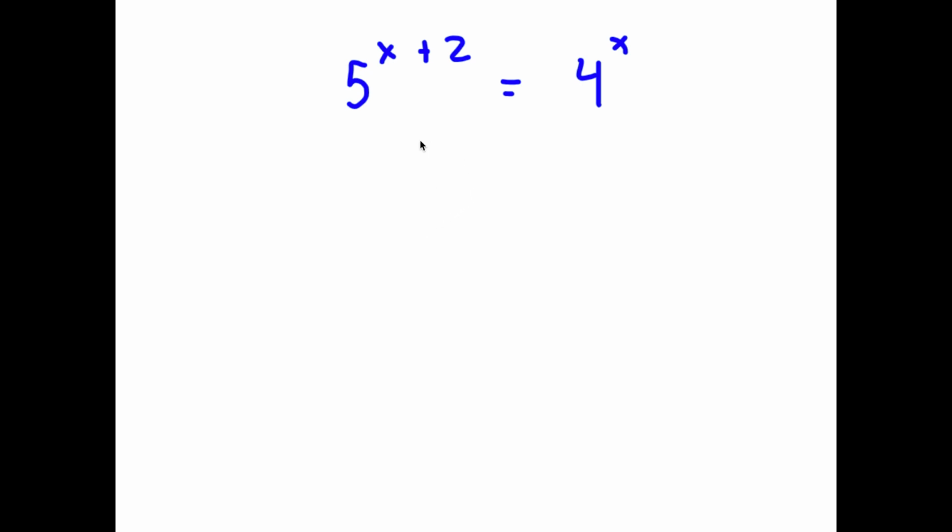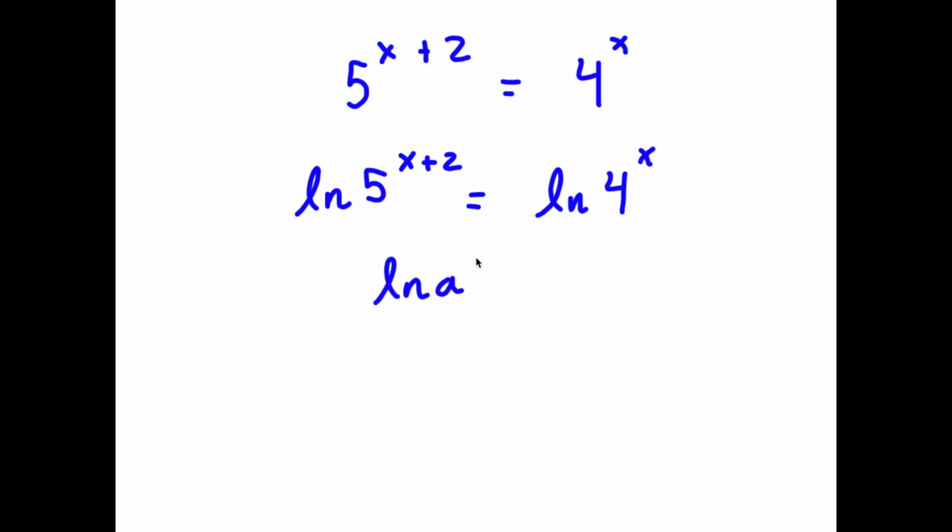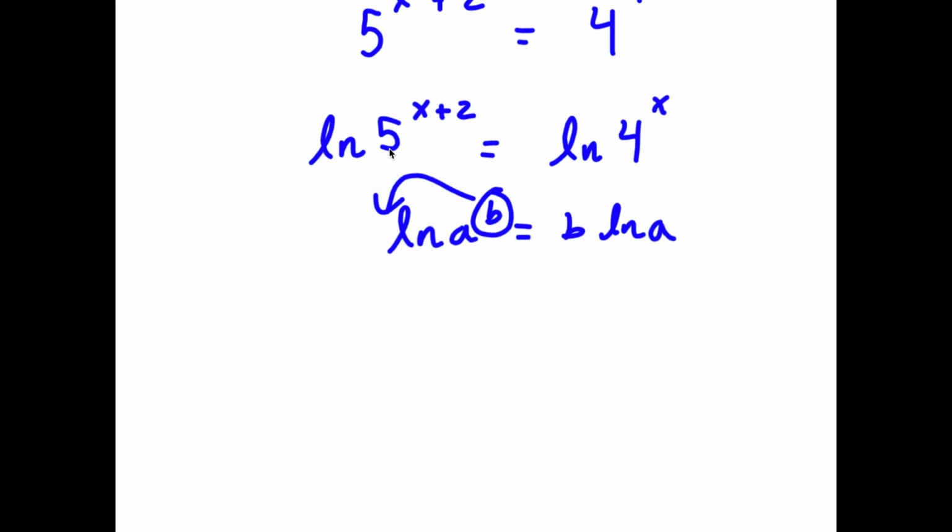All right, so in this problem, I have 5 to the power of x plus 2 is equal to 4 to the power of x. So to solve this, I'm going to first start by taking the natural log, or ln, on both sides. So now I have ln of 5 to the power of x plus 2 is equal to ln of 4 to the power of x. Now if I have something in the form ln of a to the power of b, I can move this b to the front, so this can equal b times ln a.